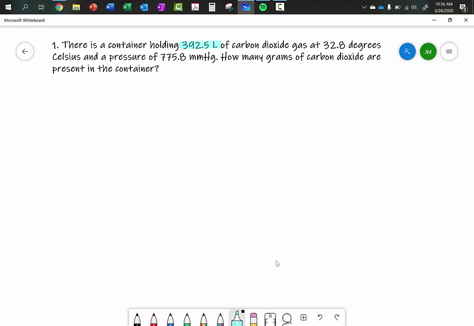We have a volume of a gas, we have the temperature in Celsius of a gas, and we have the pressure in millimeters of mercury of a gas. And what do I want to know? I want to know how many grams of carbon dioxide. That's what I'm solving for.